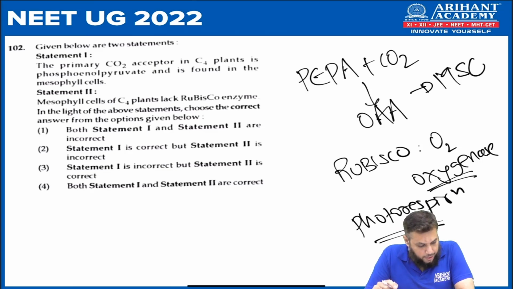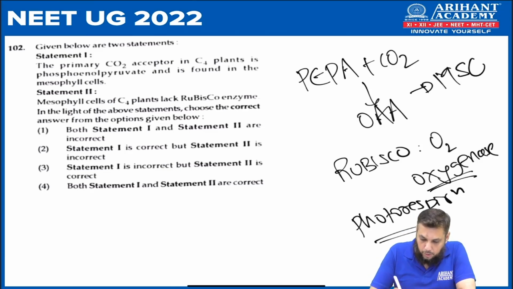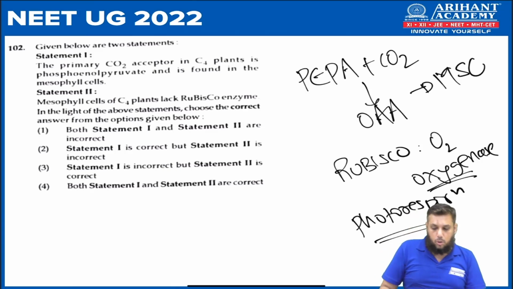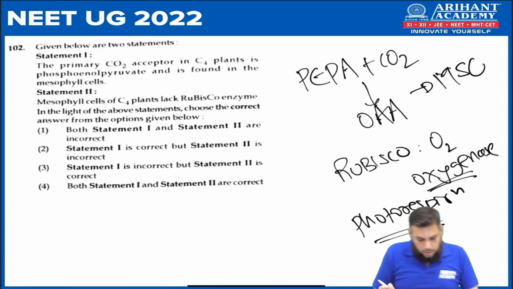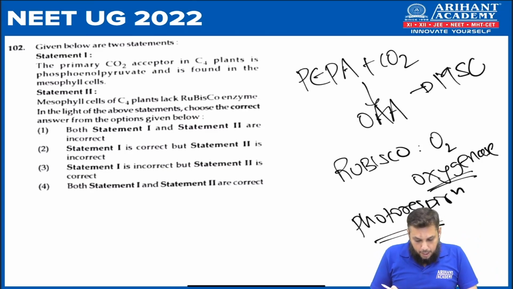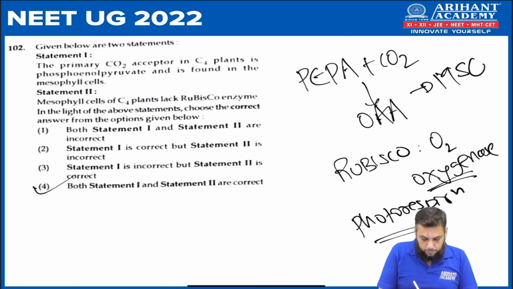So both statement 1 and statement 2 are correct in this particular question. The primary carbon dioxide acceptor is found in the mesophyll cells, and that one is PEPcase, and they lack Rubisco. So 102 will go with the answer 4.